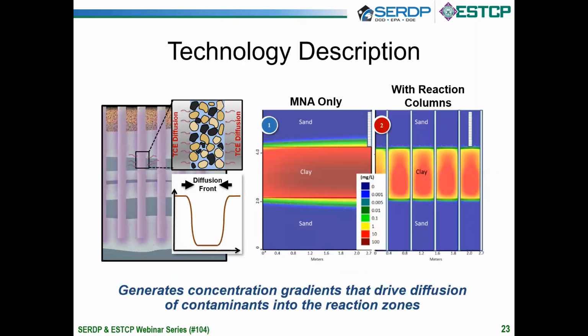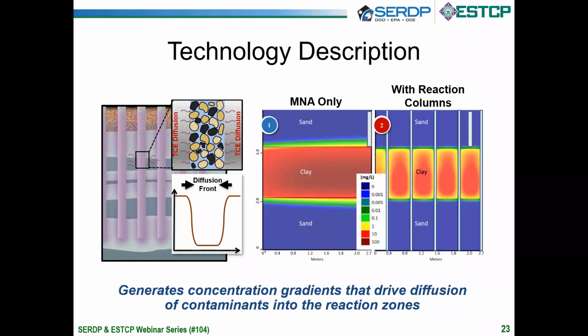Further, by creating these closely spaced reactive zones, which is the goal of the project, we're generating this concentration gradient. So lower concentrations in the reaction columns versus higher concentrations in the native material, which is going to drive diffusion of CVOCs that are trapped in those low K zones. So that's what's shown on the left panel here. You can see if you zoom in, what we're trying to create is this diffusion front. So the concentrations within the native material stay high. As you approach that interface, they drop, and you get these lower concentrations that are in the reaction columns.